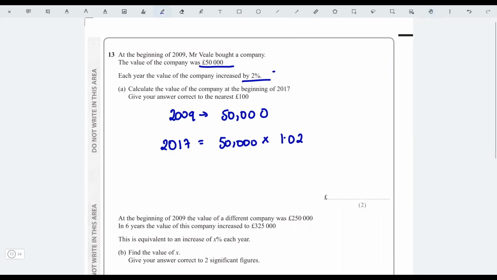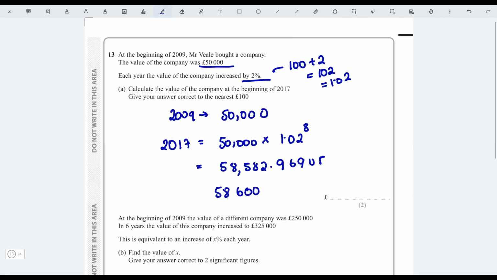And I got that by doing 100 add 2, which is 102, because the 100 means you're always taking into consideration the original amount. That as a decimal is 1.02. How many years between 2009 and 2017? It's 8 years. Tap that into my calculator, I get 58582.96905. So that's 58,600 to the nearest 100.